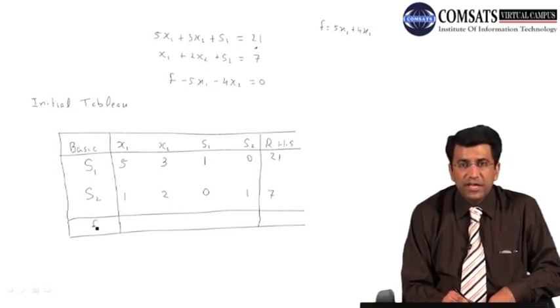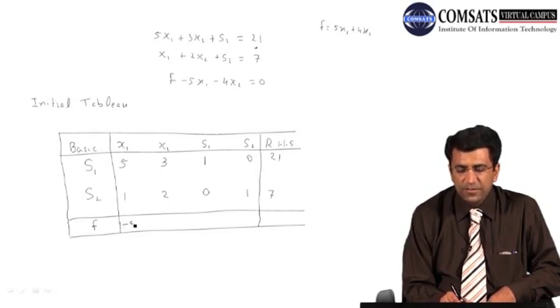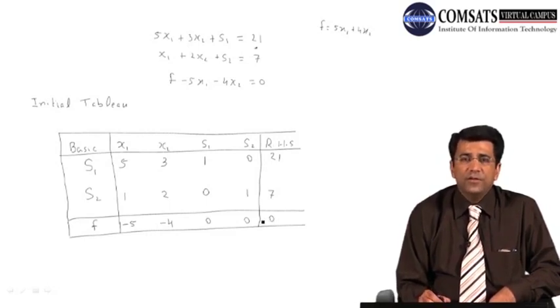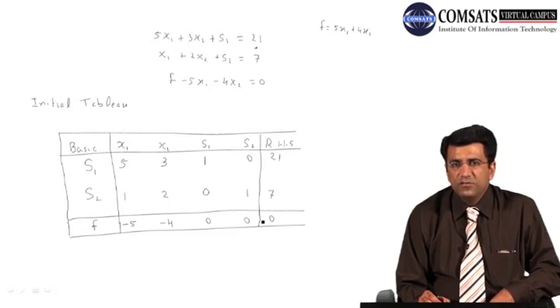Now this is the objective function. In the similar fashion we will fill the values of this objective function. Here the coefficient of the objective function for the variable x1 is -5, so we will put -5 here. The coefficient of x2 in this objective function is -4, so we will put -4 here. And there is no s1 and s2 in the objective function, so we will put 0 here. The right hand side is also equal to 0 in the third equation, which is actually our objective function equation.